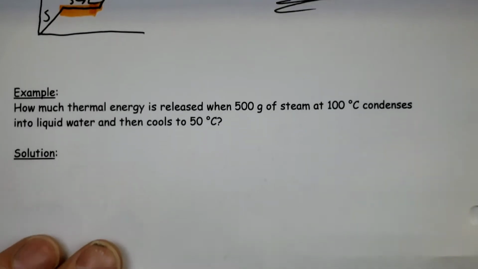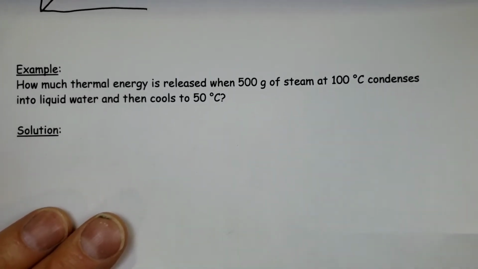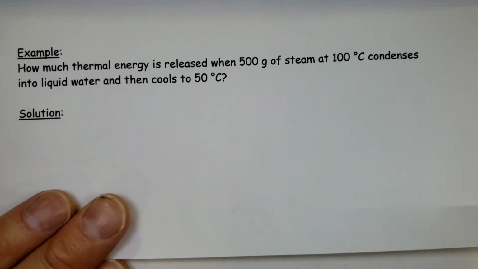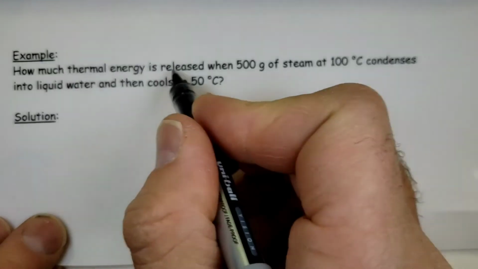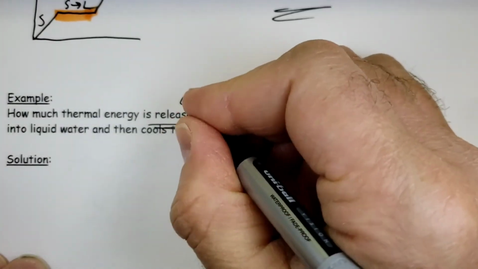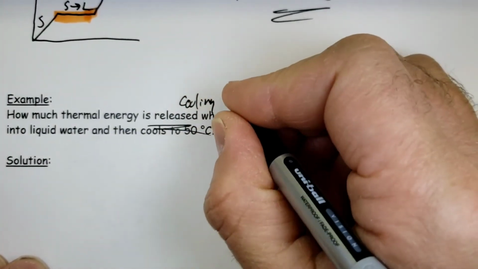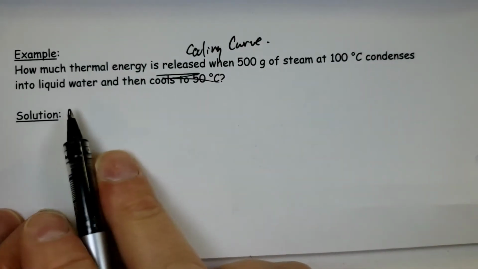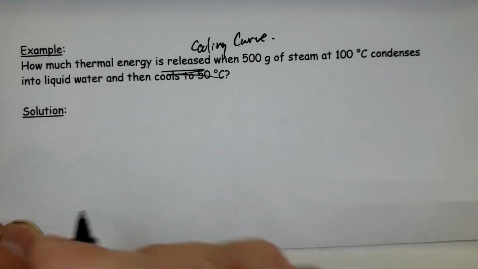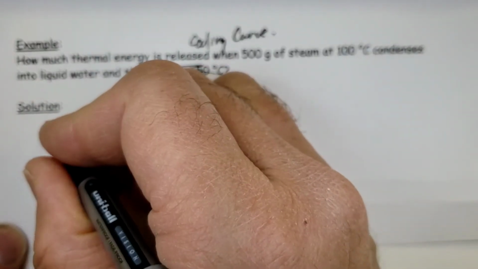Okay, the next one, I think this is the last one here, and I left room on the next page too. If we've run out of room here, we can take a look there. How much thermal energy is released? Cooling curve. When 500 grams of steam condenses into liquid water and cools to 50 degrees C. Okay, so this is water, so this is one that we know, right?